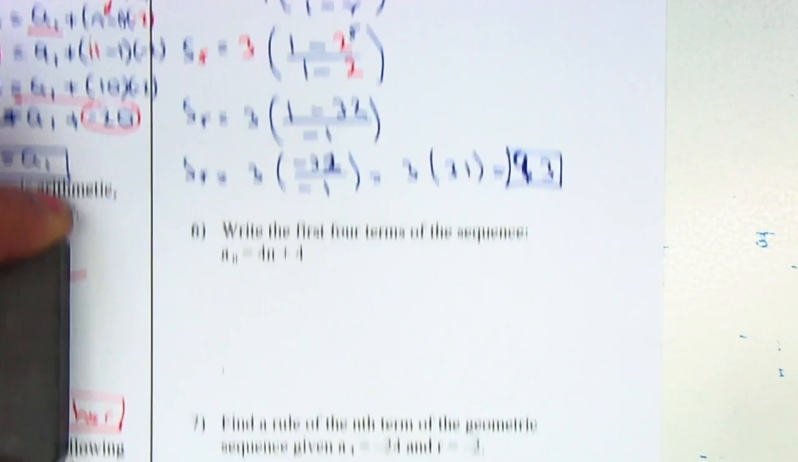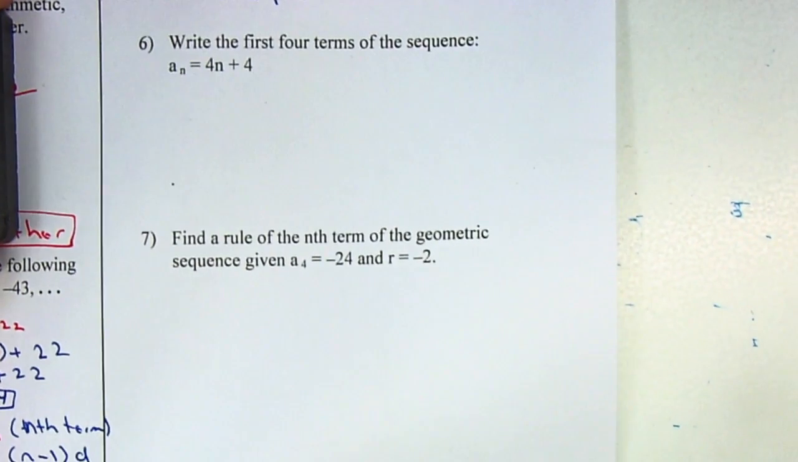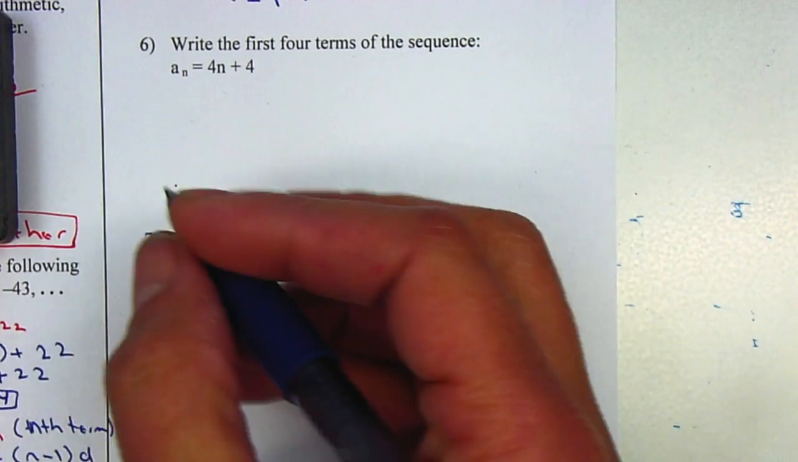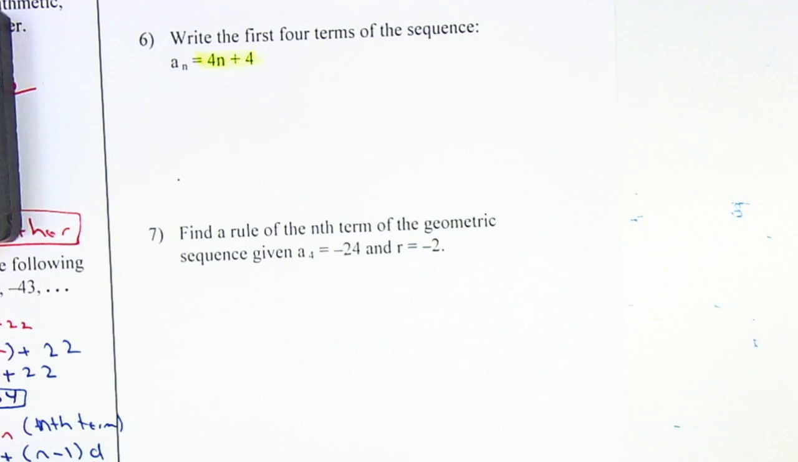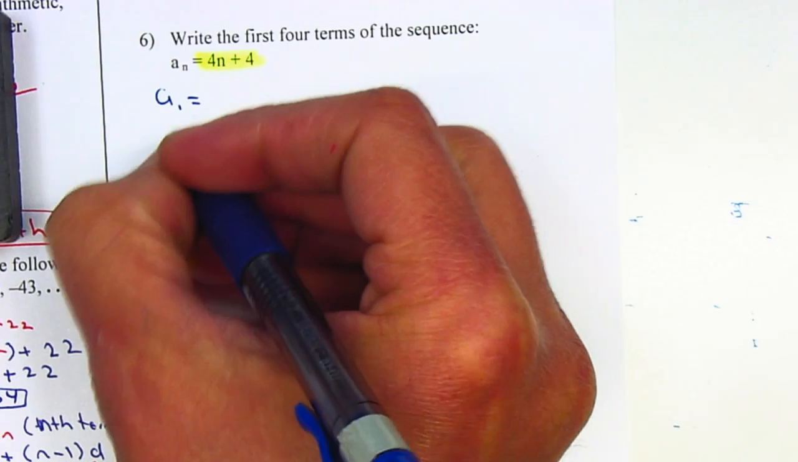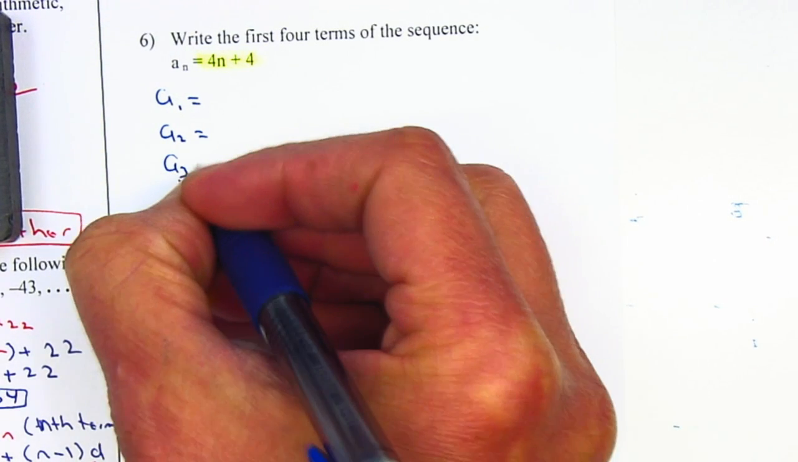Problem number 6 is a very easy problem. Write down the first 4 terms. They give you the equation, so I just need to be able to find A sub 1, A sub 2, A sub 3, A sub 4.